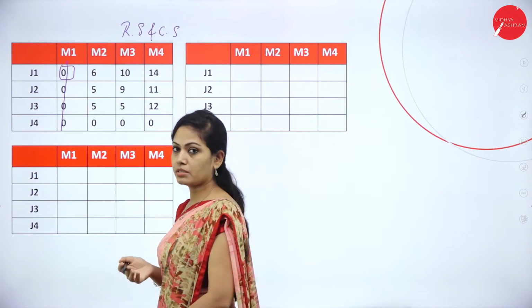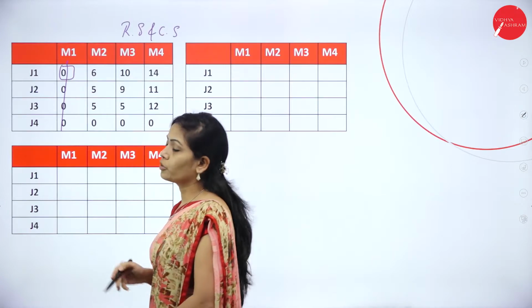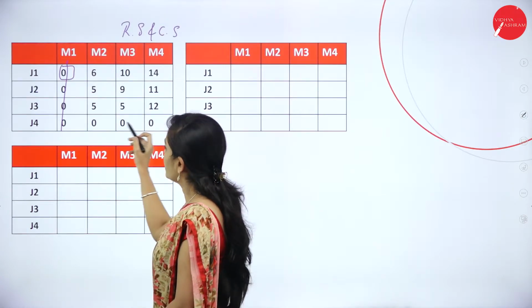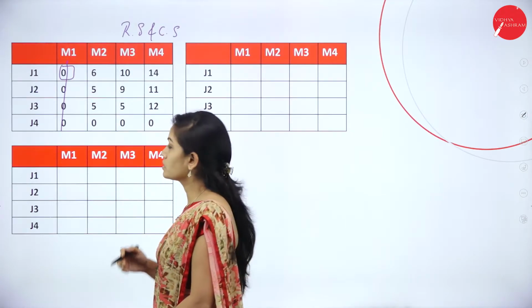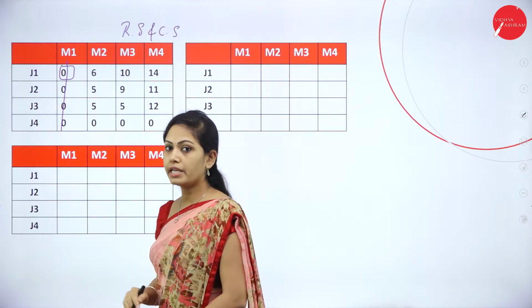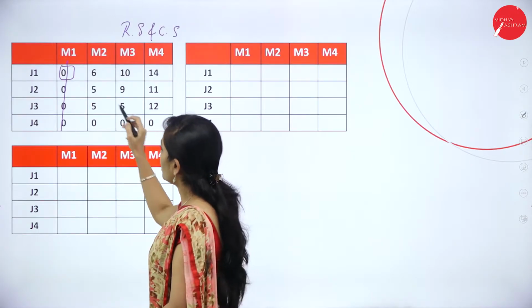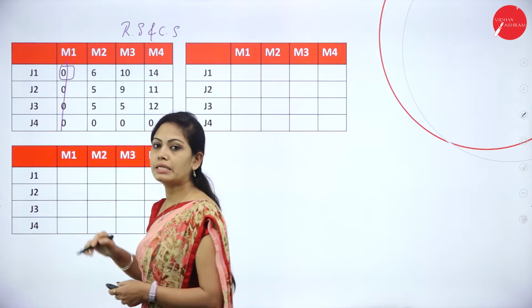I can skip that line. And in the third row, I don't have any zeros, so I can skip. In the fourth row, I have 3 zeros, I can skip. So row scanning is completed. So now the first column has been deleted.